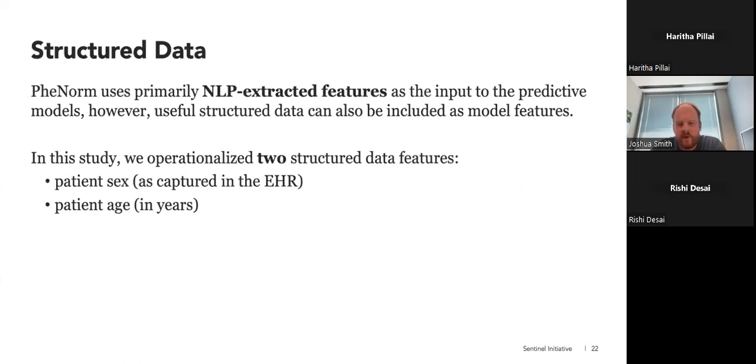And like I said, PheNorm primarily uses NLP extracted data as input, but they also suggest using structured data if it's also informative. We kind of limited our structured data. We only included 2 structured data features. That was patient sex as captured in the EHR and patient age in years.